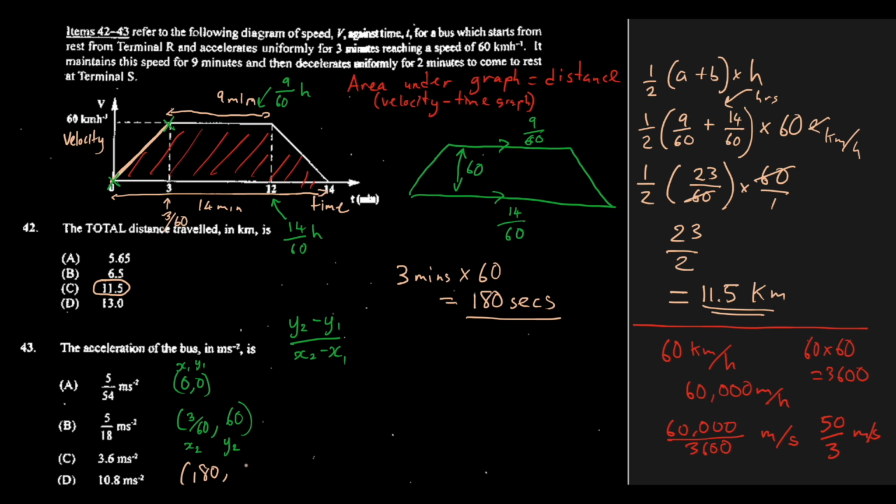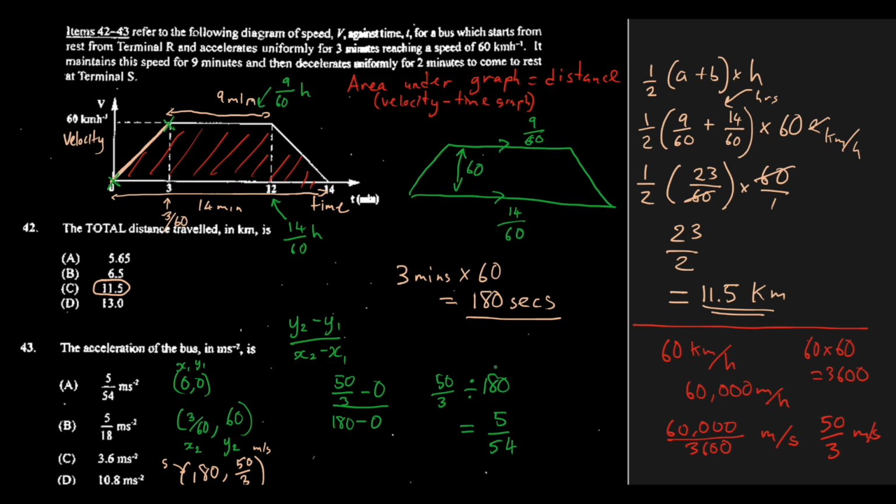50 over 3. So I can put over here 50 over 3. Okay, so now I could work this out. So we know that this here is in meters per second, and we know that this over here is in seconds. So if I was to do this y2 take away y1, I'll end up with 50 over 3 minus 0 over 180 take away 0. This would simplify to basically 50 over 3 divided by 180. And once you put this in the calculator, you'll end up with 5 over 54.